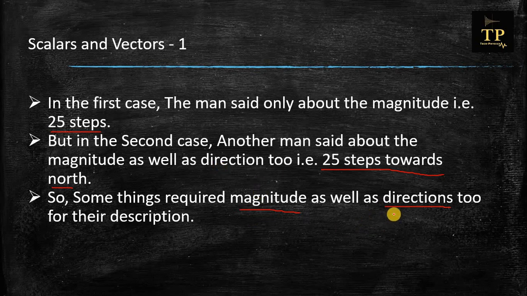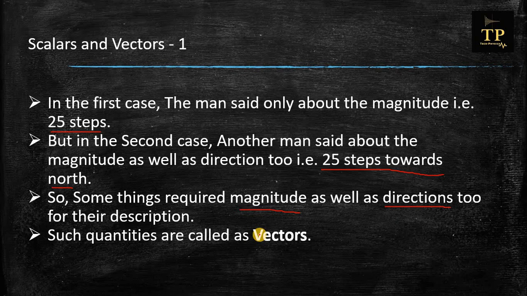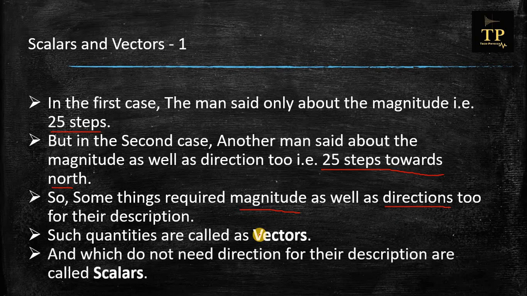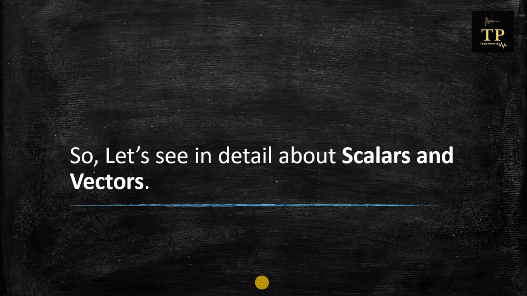Go ahead, go backward, go left, go right, go north, go south, go east, go west, wherever. So these kinds of quantities are called vector quantities, and some quantities do not require direction for their description, and such quantities are called scalars. So here come vectors and scalars. Let us see scalars and vectors in detail.